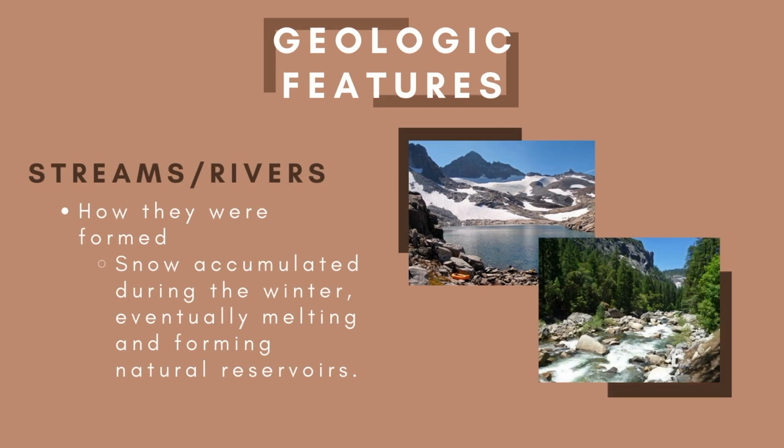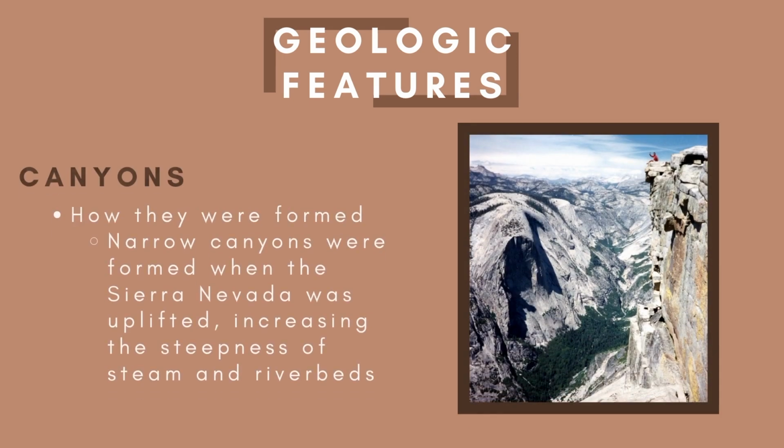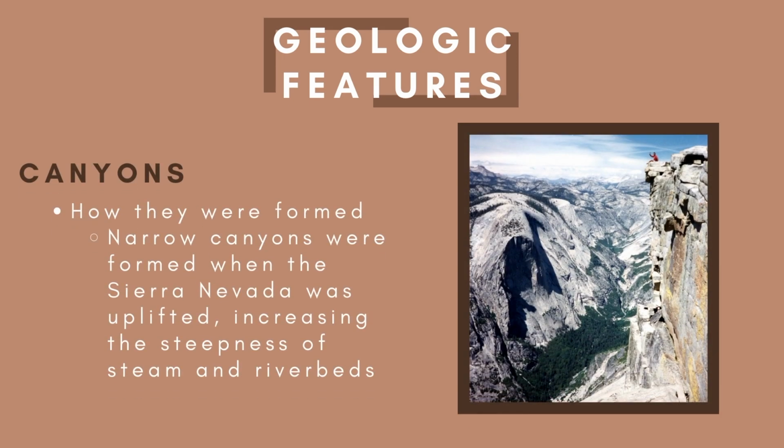Next, we have the beautiful streams and rivers. Just as the weather has reached lows, it has also reached heights of up to 46.1 degrees Celsius. After the snow accumulated and the weather eventually reached these heights, the snow melted and formed these natural reservoirs. Next, we have the famous canyons of Yosemite.